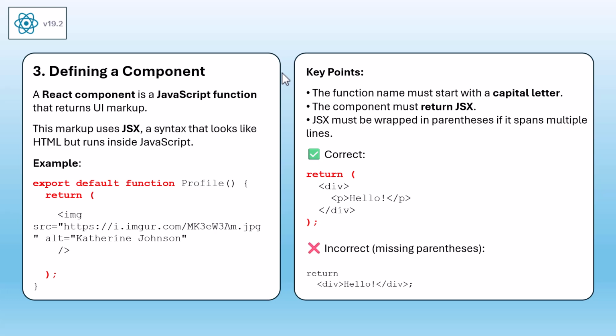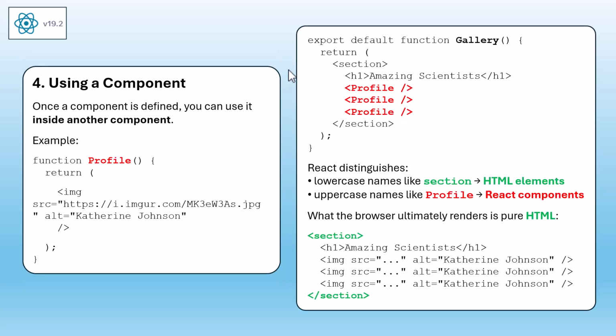There are some key points to remember. First, the name of a component must always start with a capital letter. That's how React tells it apart from regular HTML elements. Second, every component must return something that represents its user interface. And finally, when that interface spans several lines, it's best to wrap it clearly so it's easier to read and avoids errors.